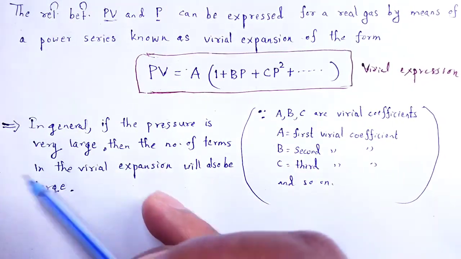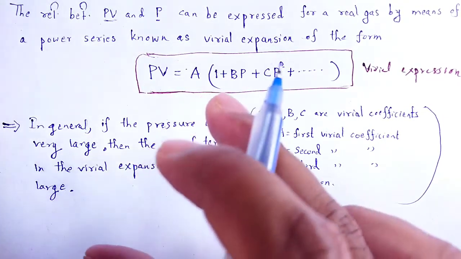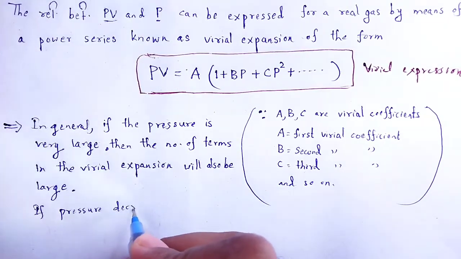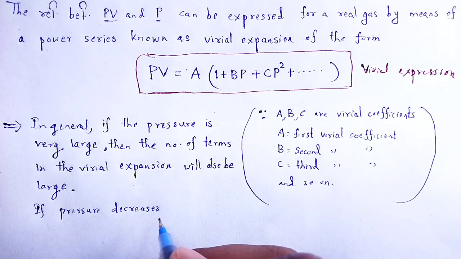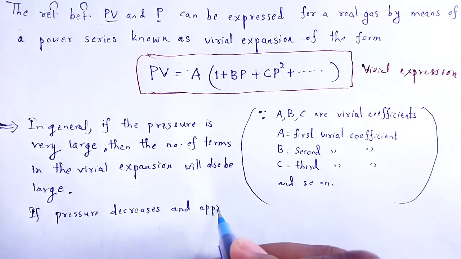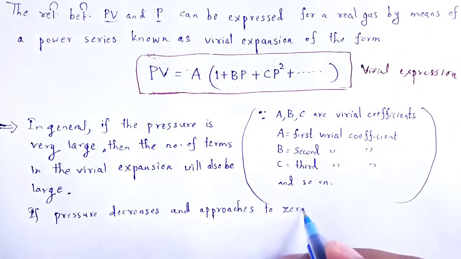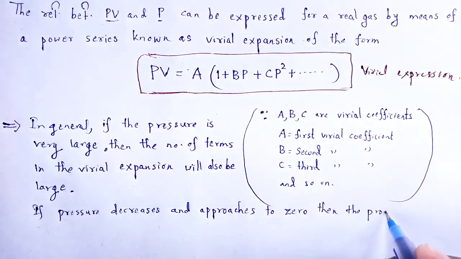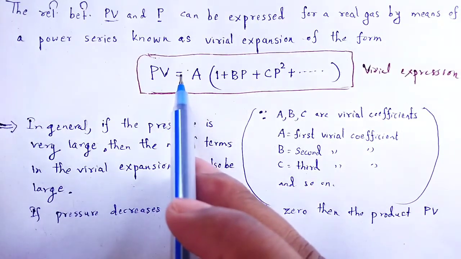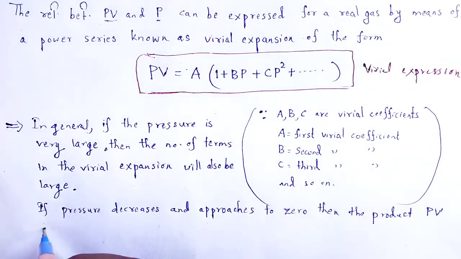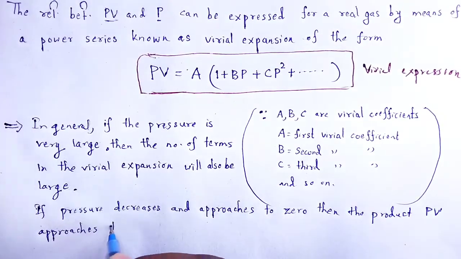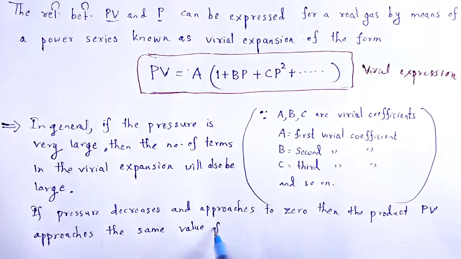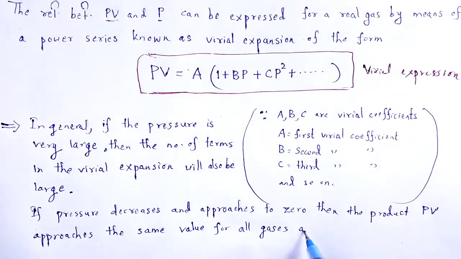On the other hand, if we reverse it, if pressure decreases and approaches 0, what happens? Then the product PV approaches the same value for all gases at the same temperature.